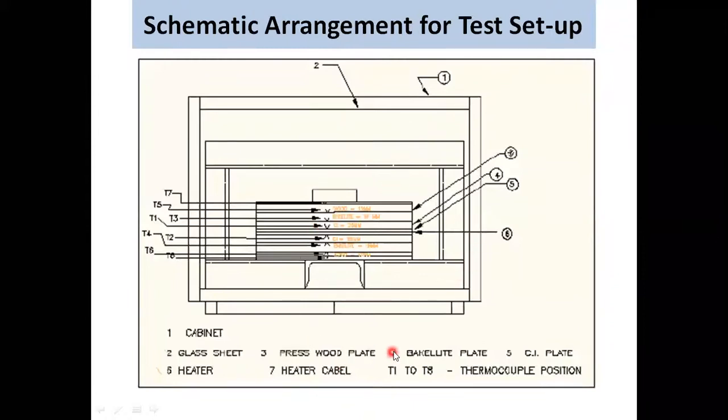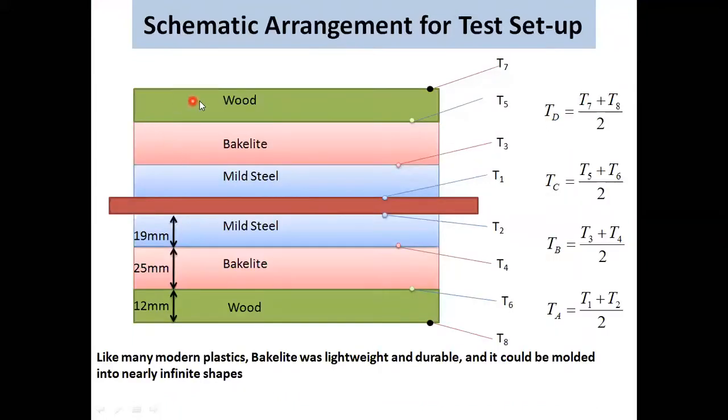So this is a schematic arrangement for a test setup. So this is our glass enclosure, and inside this glass enclosure a composite wall unit is placed. We will see in detail. So this is our composite wall. Now what is composite wall? Composite wall is basically a combination of different materials. So here we are using mild steel, bakelite and wood. So all together combining these three materials, this entire portion is called a composite wall.